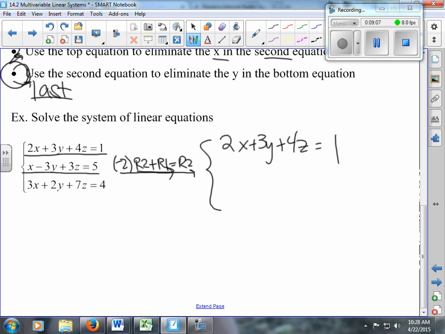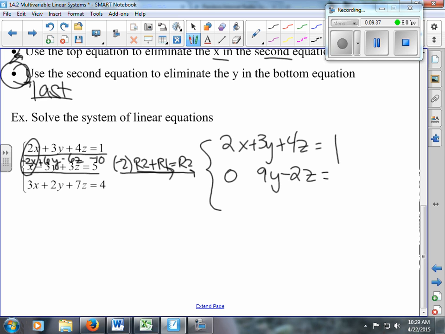So notice what happens with the x's. When you multiply by -2, you get -2x, and then -2x plus 2x is 0. So there's a 0 here. And then this will be a 6y for the y, because I'm multiplying by -2. So 6y plus 3y is 9y. And then -6z plus 4z is -2z. And then you also have to do it on the right side of the equations too.